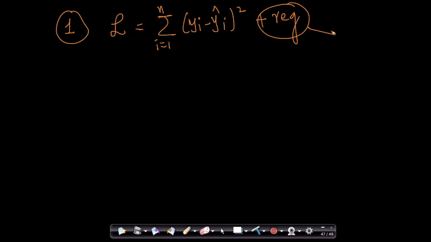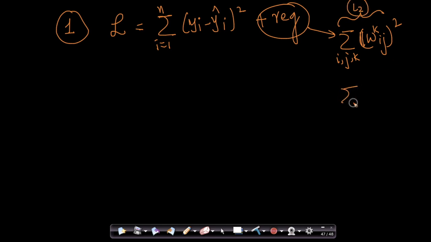So typically your regularization will look like this: summation over i comma j comma k, all the possible values of i, j, k, take the w and take the square of this. This is the equivalent of L2 regularization. How will the L1 regularization look? It will look like summation over all the valid i, j, k's of the absolute value of w^k_ij. This is your L1 regularizer.